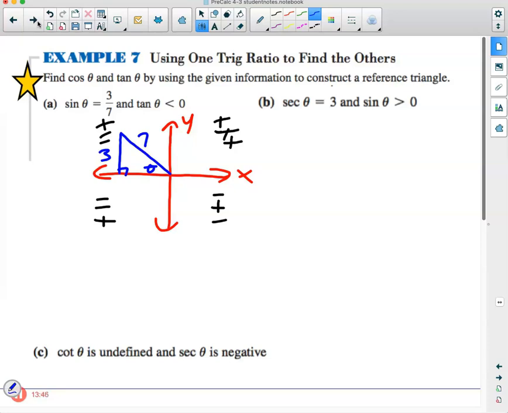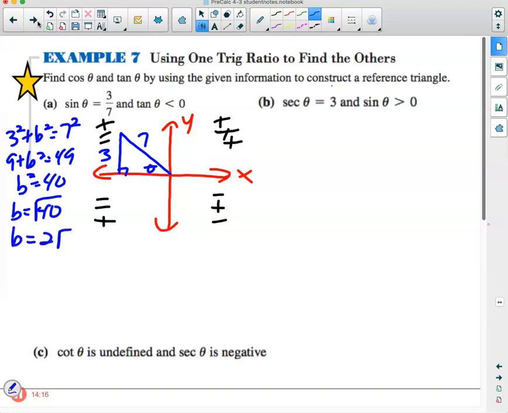Yeah, Pythagorean theorem. A squared plus b squared equals c squared. So I'll do 3 squared plus b squared equals 7 squared. And we'll be able to figure out what we should use for that missing side length. 9 plus b squared equals 49. B squared equals 40. B is the square root of 40. But we finally have one here that we can do a little bit of simplifying on, because this can be separated into the square root of 4 and the square root of 10. So we'll get 2 square roots of 10.